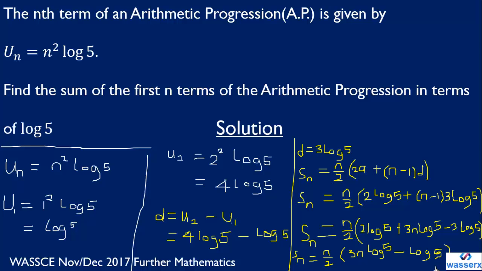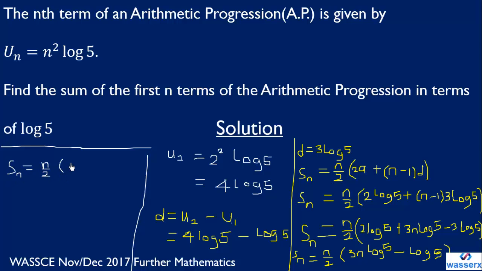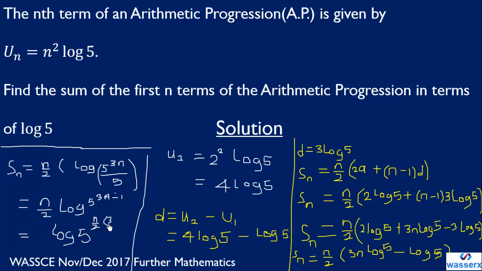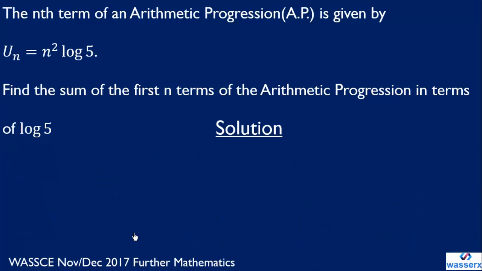So this simplifies to n over 2 into 3n log 5 minus log 5. So we simplify further using the laws of logarithm. Now they are subtracting, so the logarithms, the numbers will divide. So we have s of n equal n over 2 into log 5 to the exponent of 3n divided by 5. So this will give us log 5 to the exponent of 3n minus 1. Now we apply the property again so that the multiplier comes to the exponent.